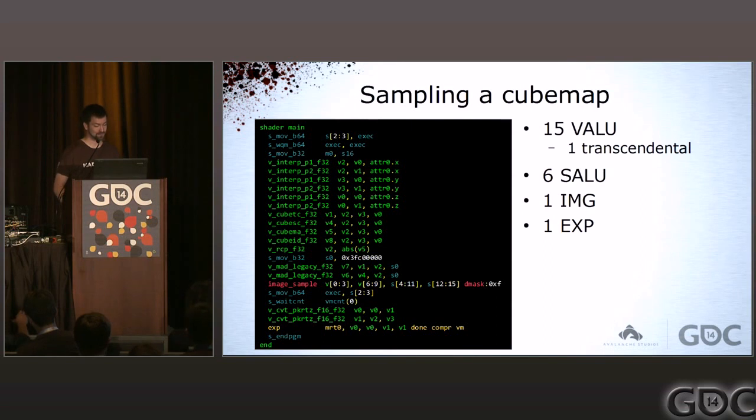So in this example here, we have 15 vector ALU instructions, of which one is a transcendental. I will talk more about this. The transcendentals are a bit more expensive. There are 6 scalar ALUs. I'm going to talk more about the difference between vector and scalar ALU operations later. There's one image operation, the one in pink there, which is basically the instruction that will sample the texture in the end. And there's one exporter in the end. So these are the operations that you have in the shader here.